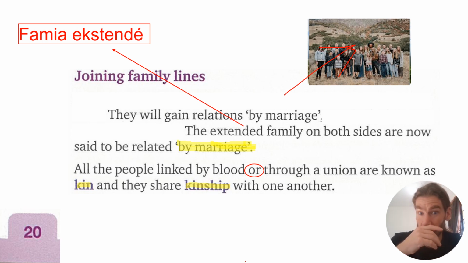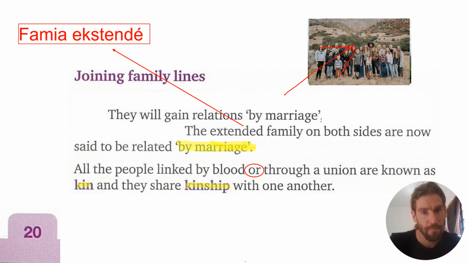And it's not directly related by blood, but you have a partner later on and you're married, and it's the parents of your partner, the grandparents of your partner, but even the family of your partner is your kin, but perhaps not by blood. Yes, so all the people linked by blood or through a union are known as kin, and they share kinship with each other.